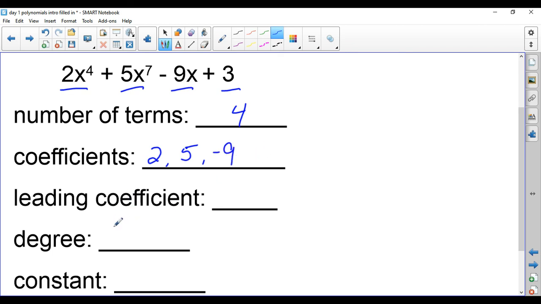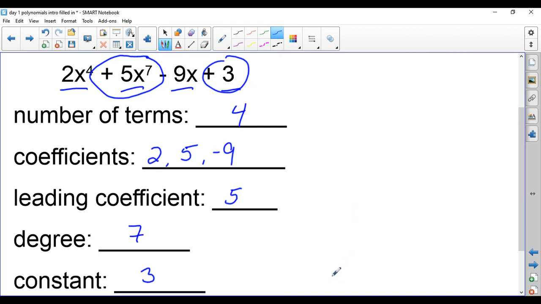To find the leading coefficient and the degree, I want to look and find the term that has the highest exponent. I'm going to use that to answer both of those questions. The leading coefficient is the coefficient of that term. The degree is the exponent of that term. The highest exponent in this polynomial is 7. Lastly, the constant is this number that doesn't have an x with it. Plus 3, my constant, is positive 3.